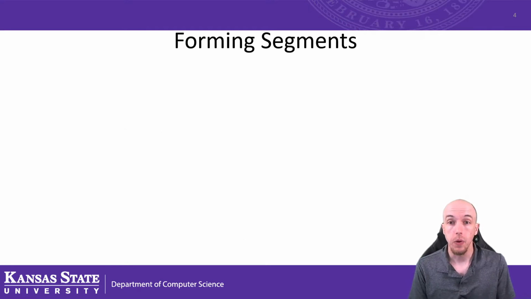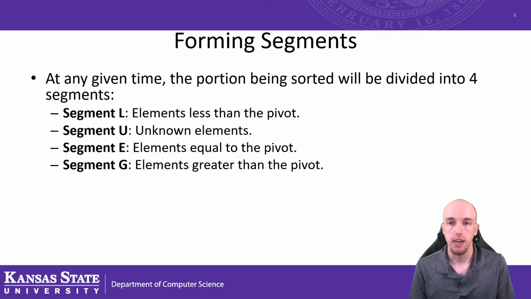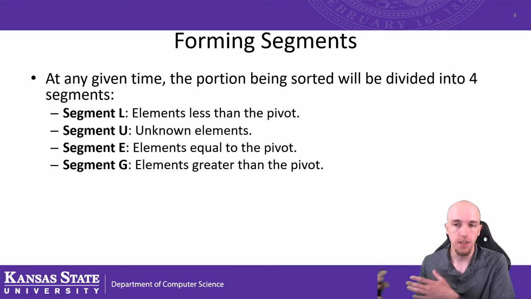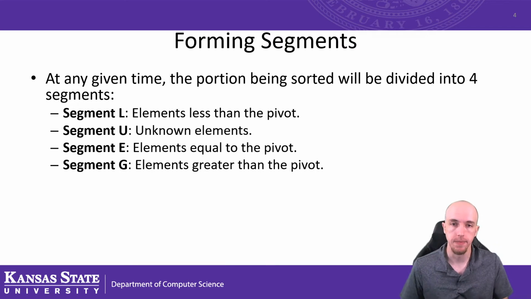So how do we organize the portion being sorted into the three segments that we actually need? Well, we actually need to start out with 4 segments instead of just our original 3. So L, E, and G, so less than, equal to, and greater than the pivot, will initially all be empty. But we'll now also watch segment U, which is the elements that we haven't actually looked at yet. So the stuff that we haven't moved into any of the segments.